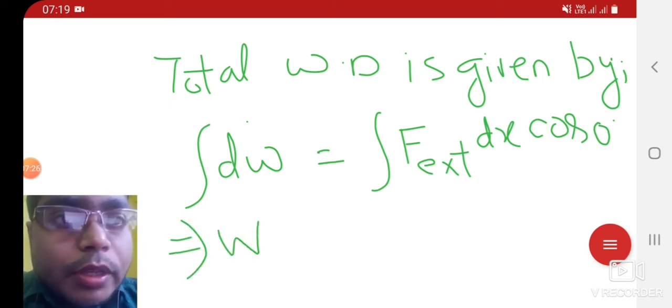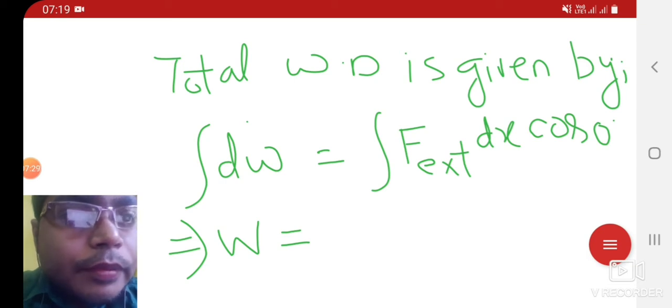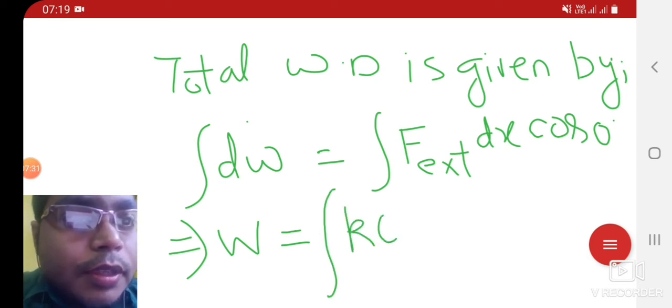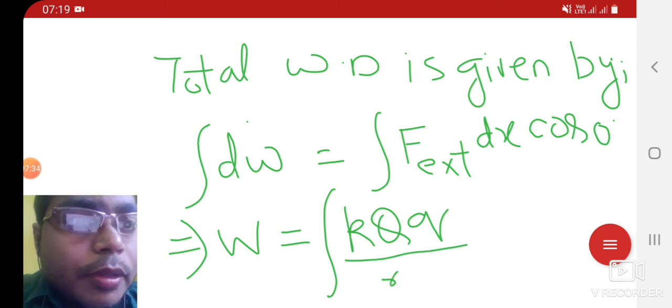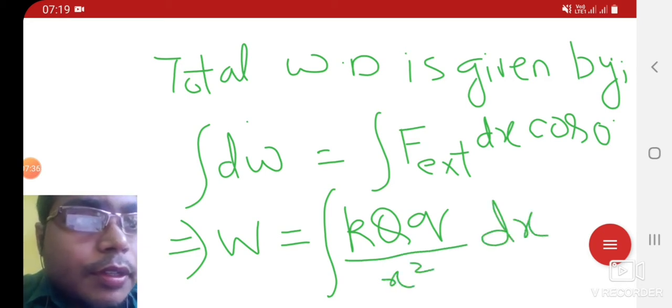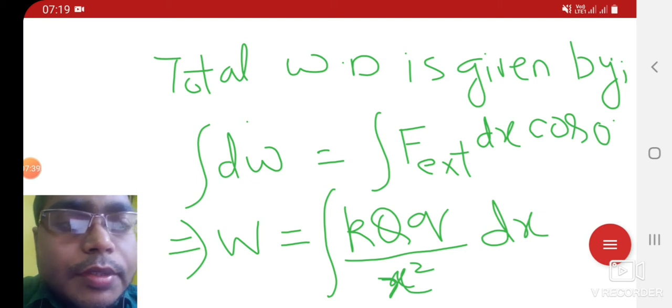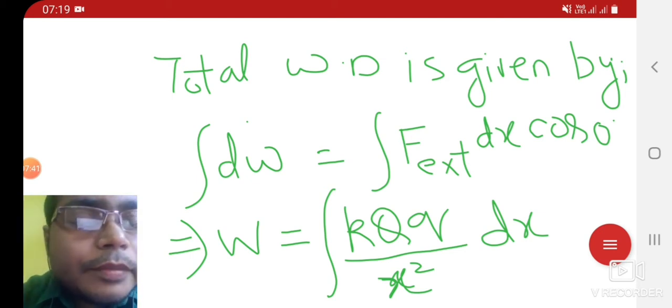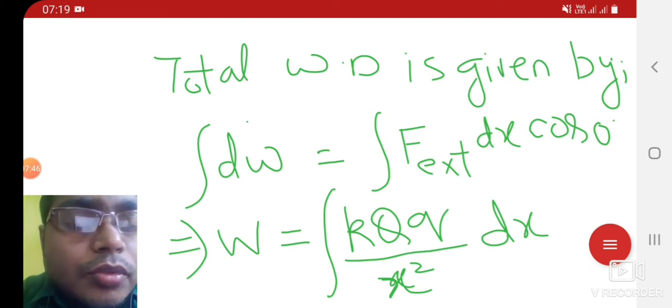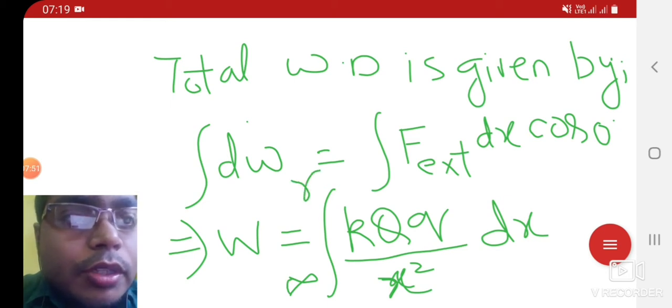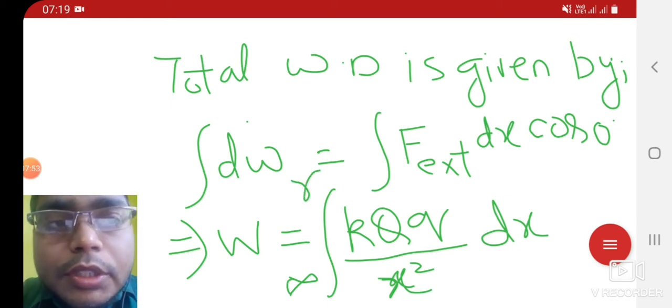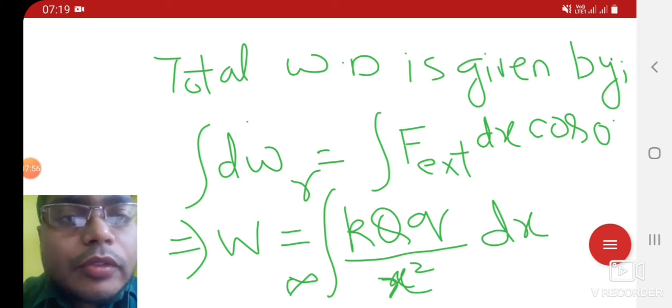So the left hand side will be W, and the right hand side it will be k Q small q divided by x square into dx, right? Because the original distance was x, which we have considered earlier. So it is x square multiplied by dx. The limits of integration will be from infinity to a final distance r, because we want to bring the charge small q from infinity to a final distance r.